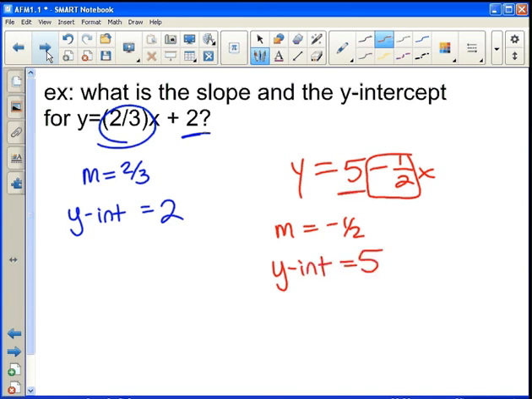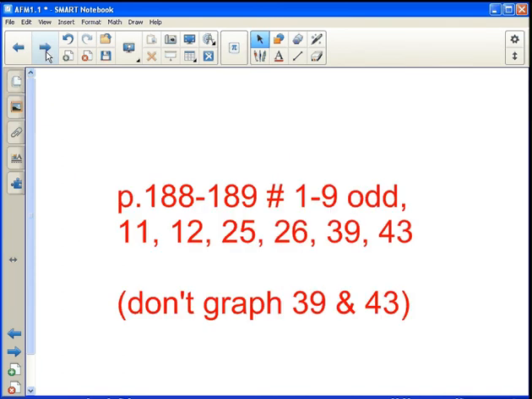If you want some examples from our book, there they are. And this ends Linear Equations Part 1.